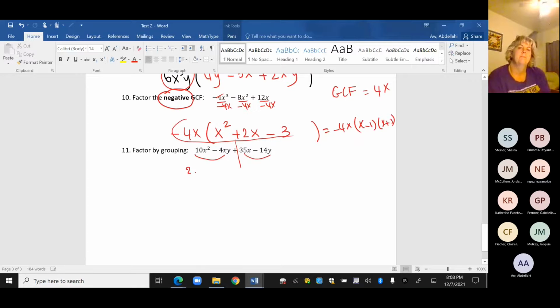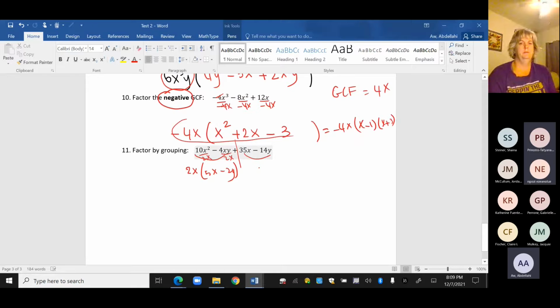Oh, x, because of the 2x. The GCF between 10 and 4 is 2x, right? So I open up my parentheses, divide by 2x, divide by 2x, and I get 5x minus 2y. I move to the next one.